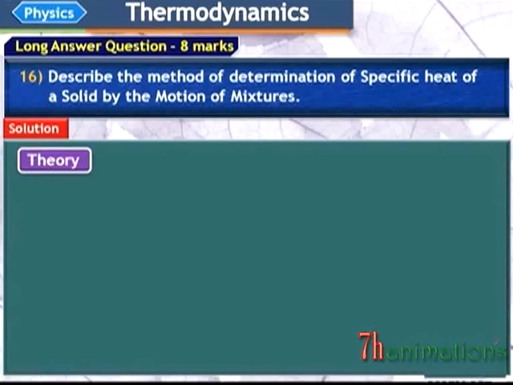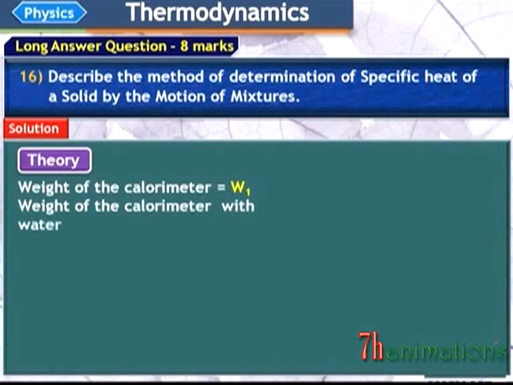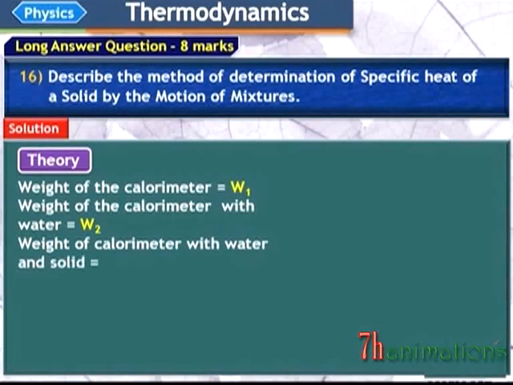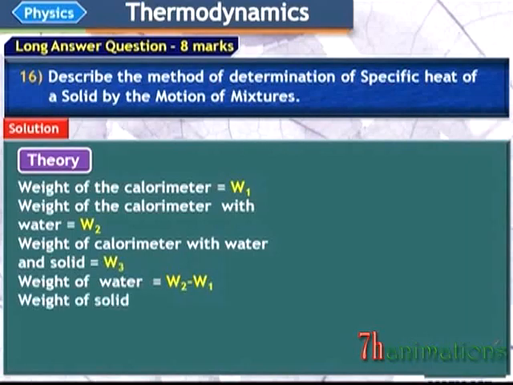Now the theory related to this experiment is, weight of the calorimeter, we take this is W1. Here, since mass is directly proportional to weight, instead of mass we are taking weight. Now weight of the calorimeter with water, we consider this is W2. Weight of the calorimeter with water and solid, we take this is W3. Now the weight of the water in the calorimeter is nothing but W2 minus W1. Similarly, the weight of the solid added to the calorimeter is W3 minus W2.